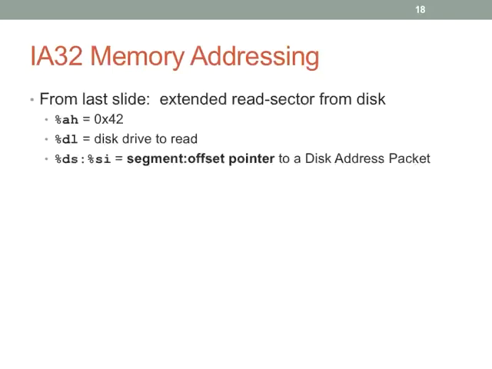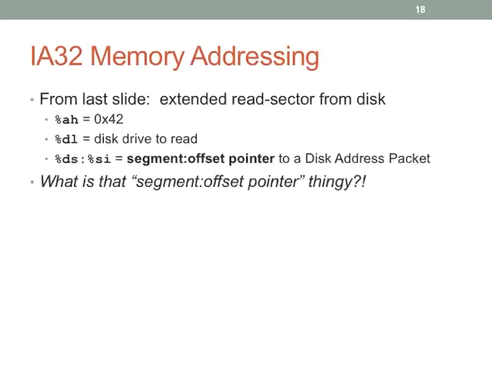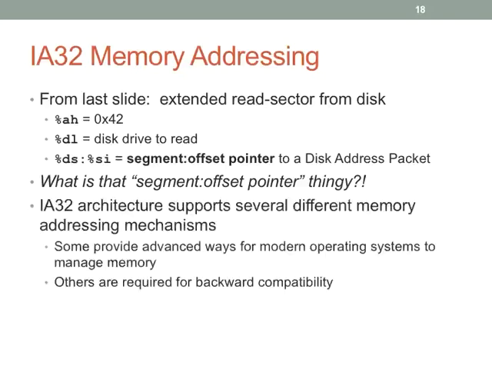Now notice that I said DS:SI is a segment offset pointer to a disk address packet. So the question is, what is this segment offset thing? I don't know if you guys, in 5X, do you still use a 188 at all? Yeah? Okay, so you guys will be like, oh man, segment offsets again. This is so annoying. Basically, this is the old school way that the Intel processors would access memory.